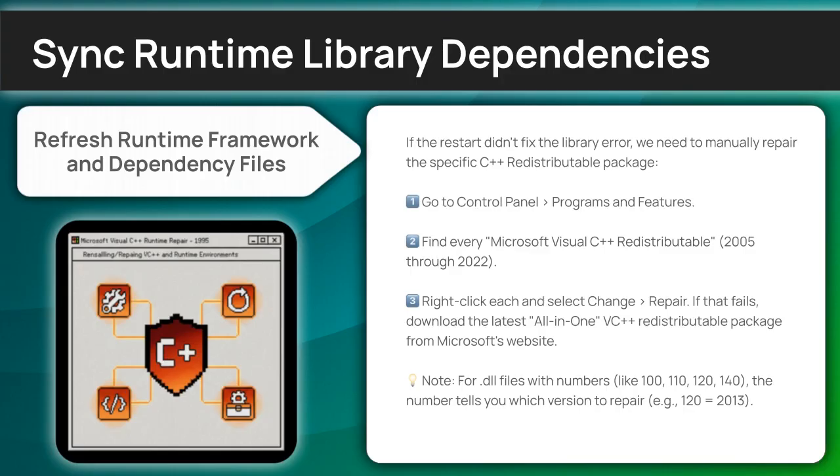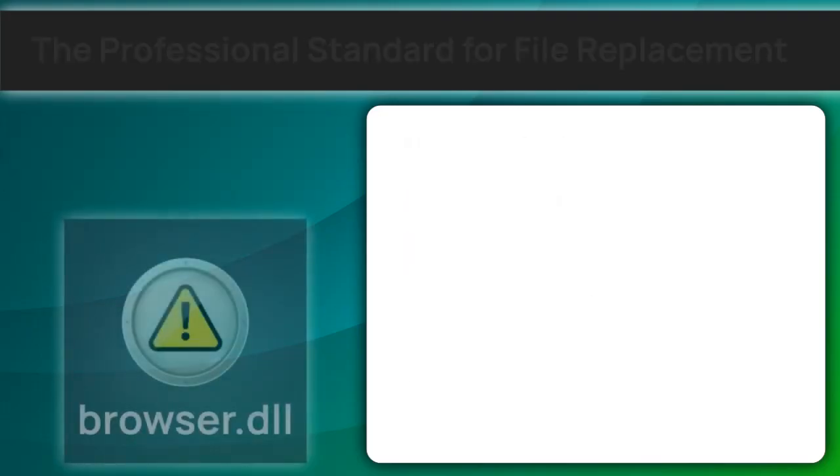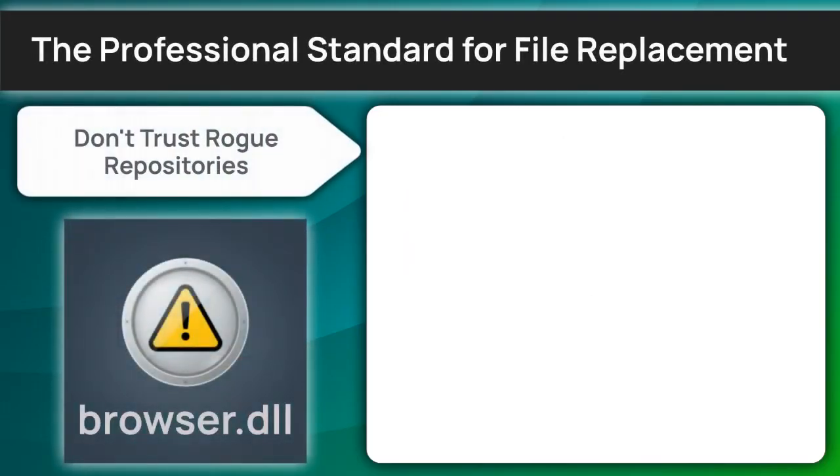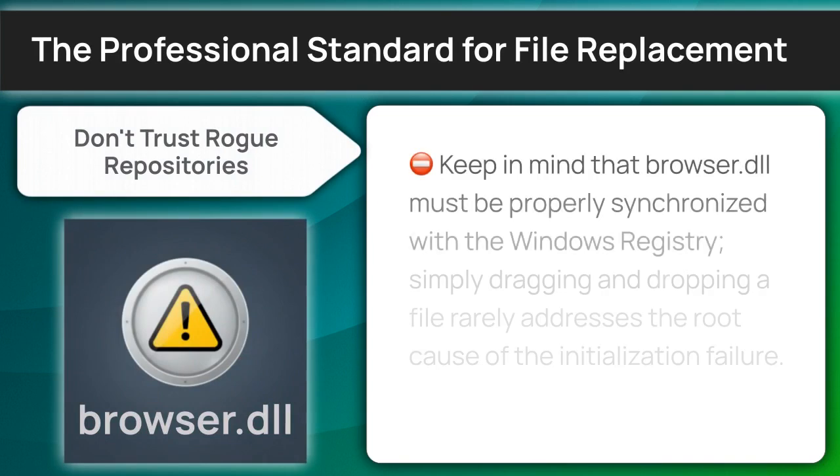Please note that for DLL files with numbers, the number tells you which version to repair. For example, 120 equals 2013. Beyond the repair, maintaining a secure workstation requires avoiding a few common technical mistakes.